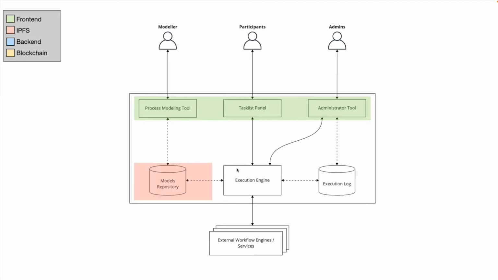And then the model repository we can place on the IPFS, since it's big data and we can't really store that. It won't be efficient to store that on the chain. And then finally, the execution engine will be a hybrid between the back end and also the blockchain. So now we will see this in detail.